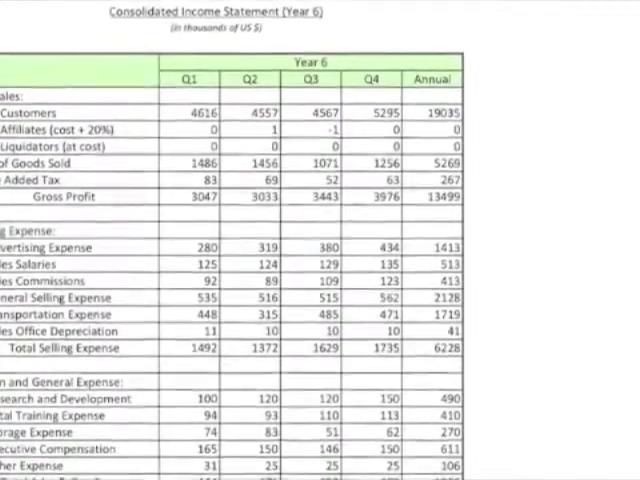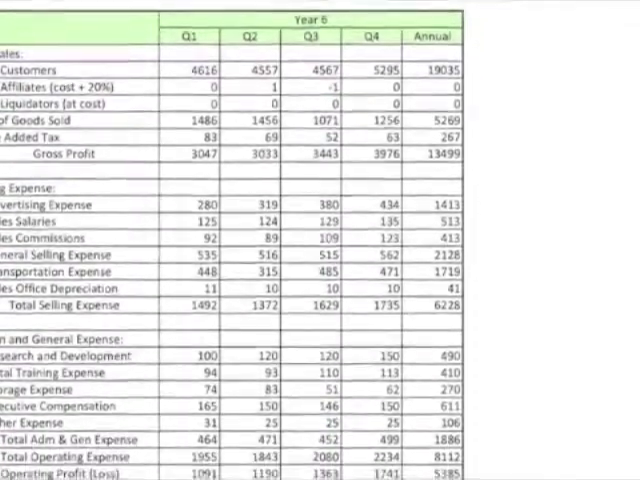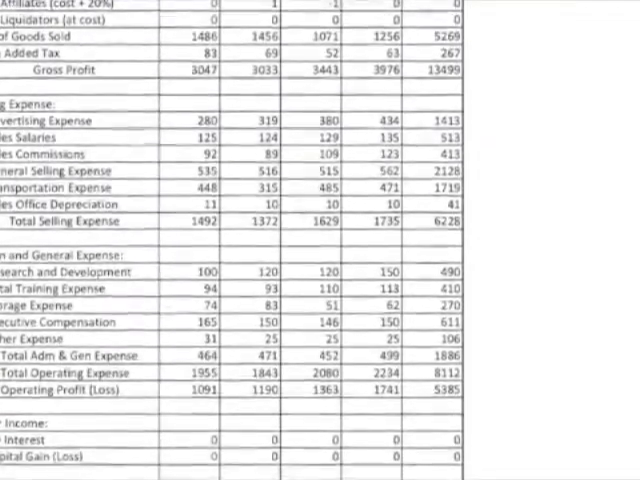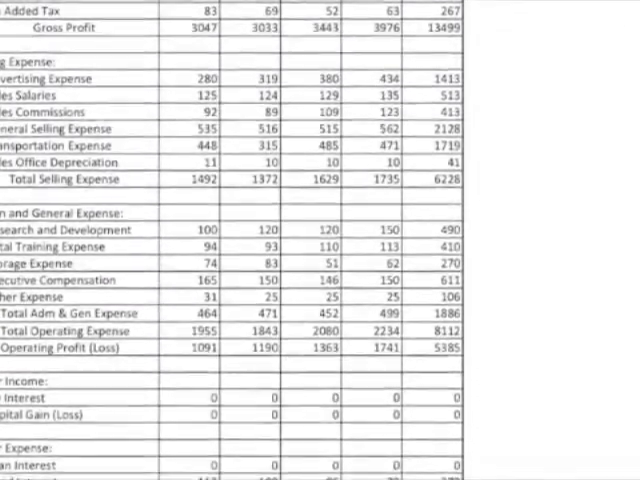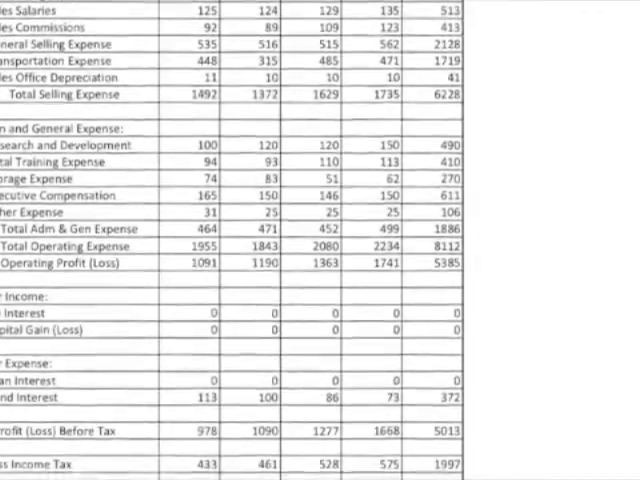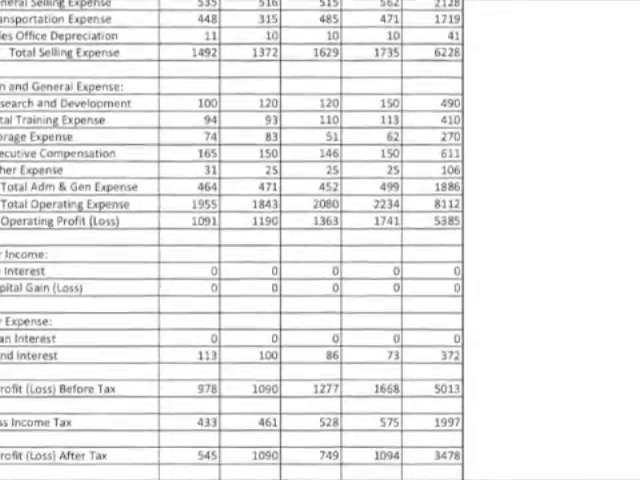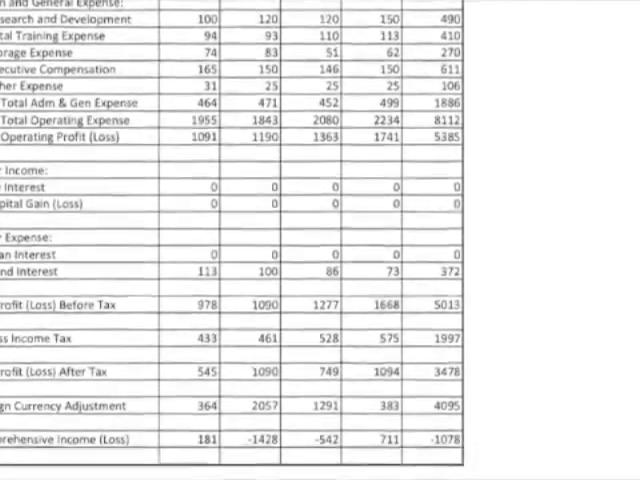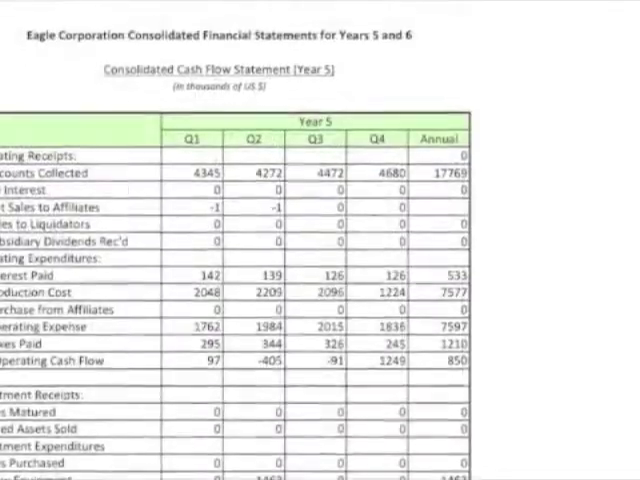Based on our actual results for years 5 and 6, our advertising expenses increased from $151,000 in quarter 1, year 5 to $434,000 in quarter 4, year 6, while our gross profit margin increased from $2,171,000 in quarter 1, year 5 to $3,976,000 in quarter 4, year 6.